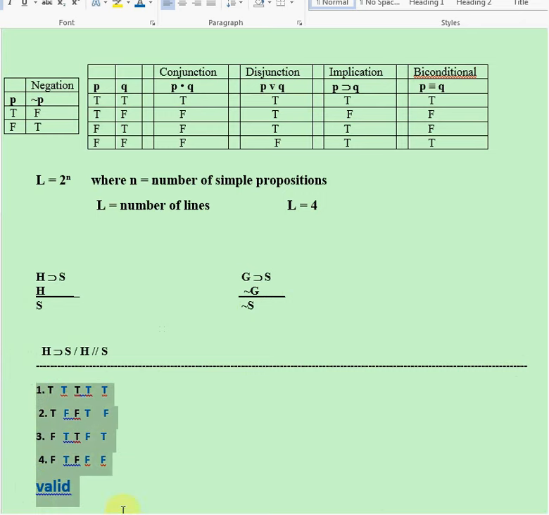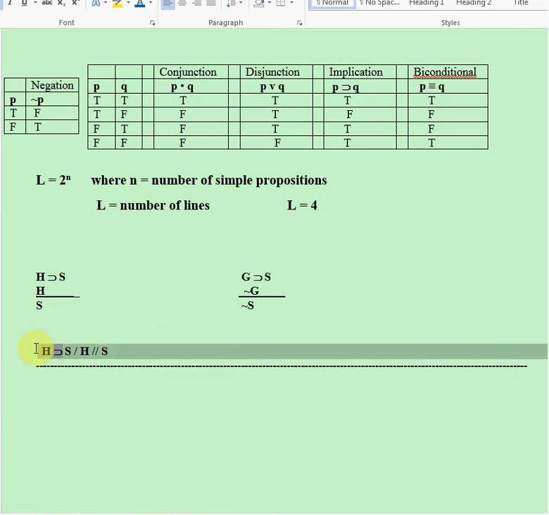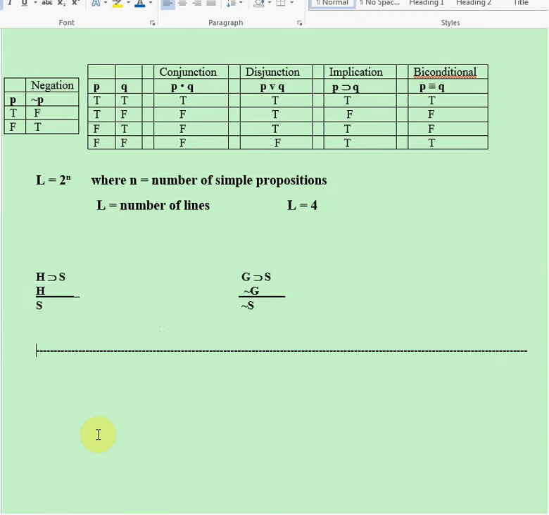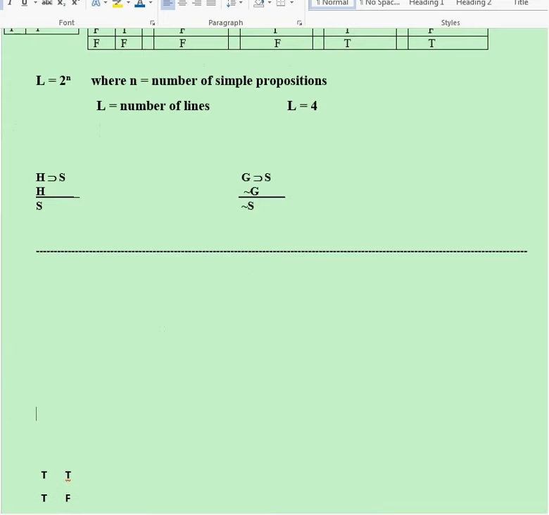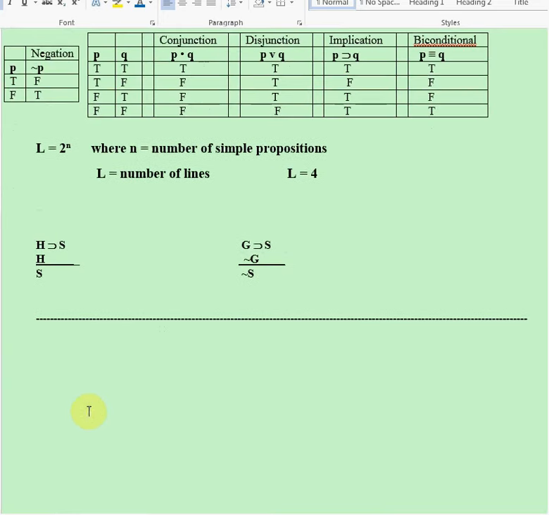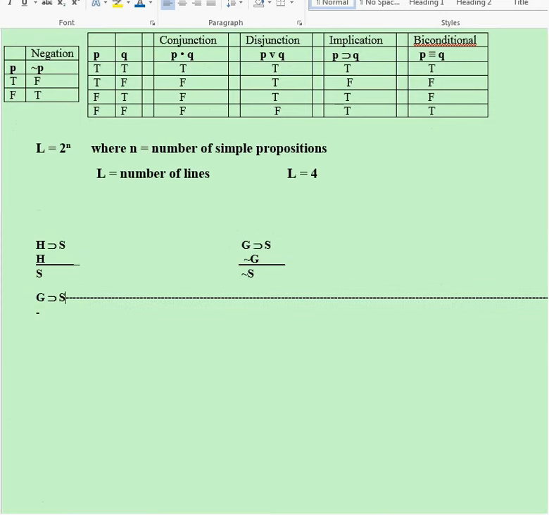Let us go to the next argument here, the second and last argument. In the next argument, we again have premises and we have a conclusion. So we're doing the same exact thing. We're taking the premises and separating them from the conclusion. And so this is the same exact procedure.